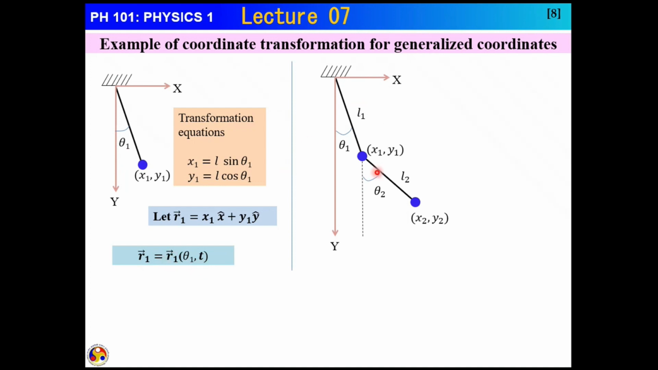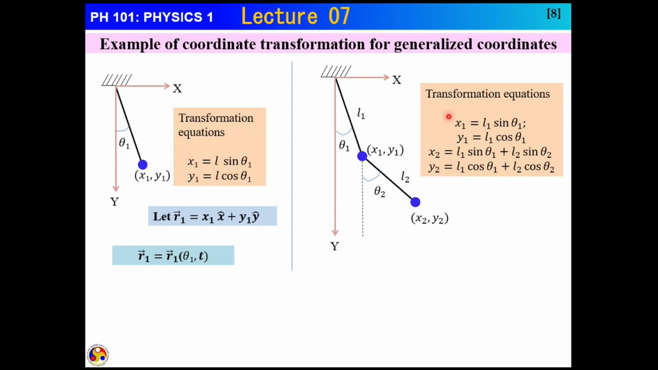This is for the two particles. We have x1 and y1, x2 and y2. We know that there are 2 degrees of freedom, and in the previous class we chose the generalized coordinates to be theta 1 and theta 2. So we can write it like this. x1 is a function of theta 1, y1 is also a function of theta 1, x2 is a function of theta 1 and theta 2, y2 is a function of theta 1 and theta 2.